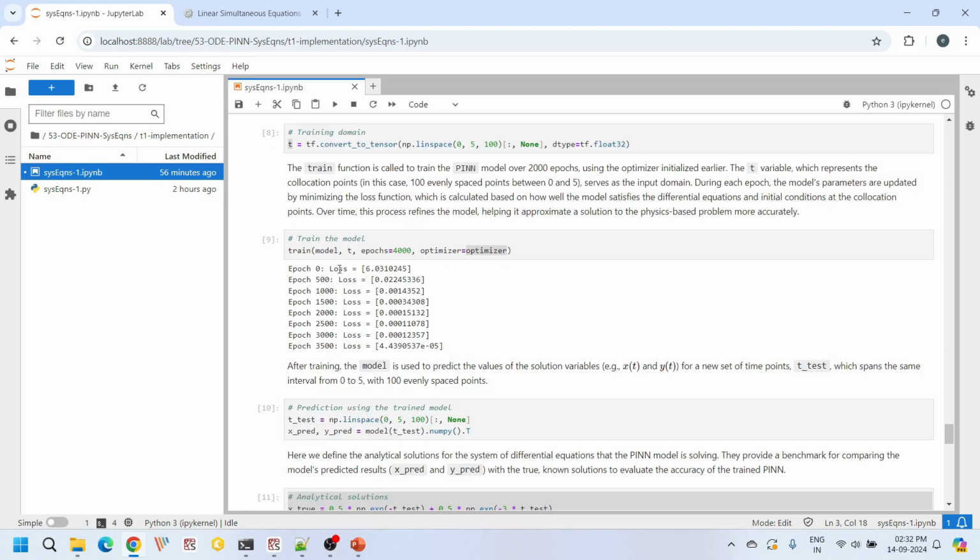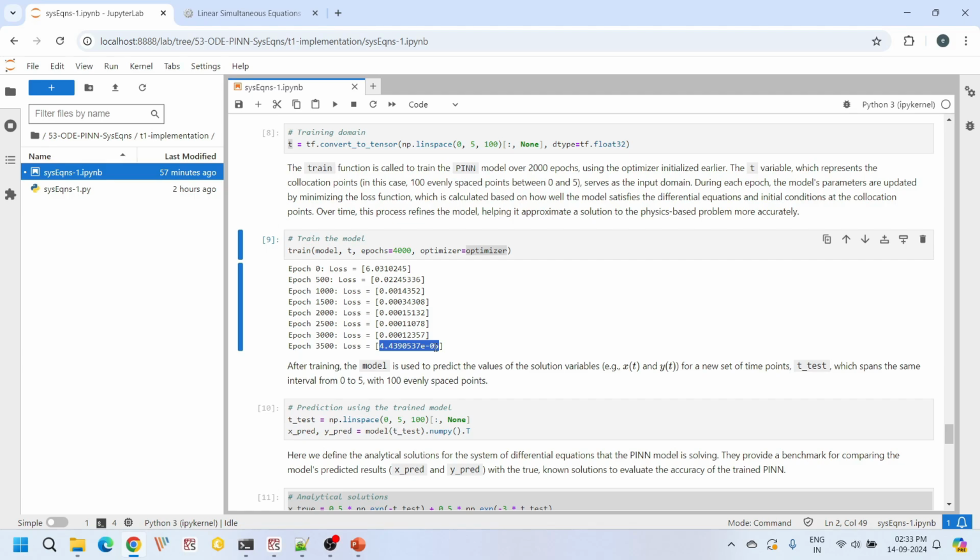So overall, at the end of the 0th epoch, meaning the first epoch, we have a loss of 6.03, and after 500 epochs the loss reduced to 0.0224. At the end of the 1000th epoch the loss further reduced to 0.0014, and at the end of 3500 epochs the loss is finally reduced to 10 to the power of minus 5. Any loss that is less than 10 to the power of minus 3 or 10 to the power of minus 4 is a decent expectation.